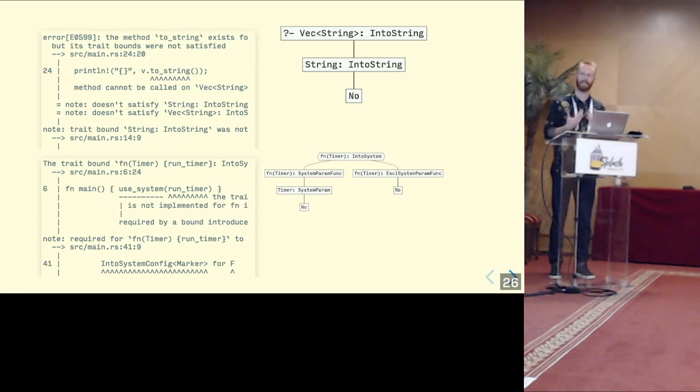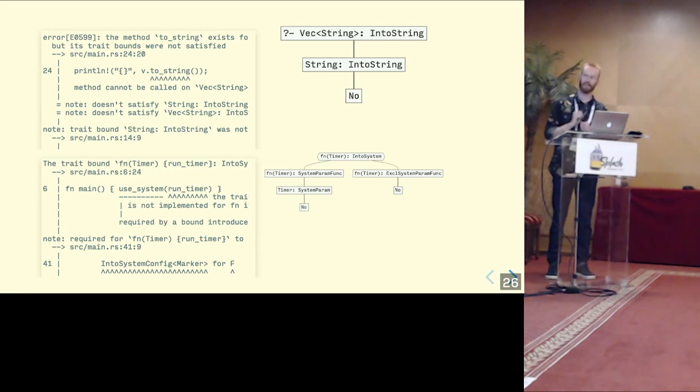Comparing these two side by side, hopefully there is something obvious. In the top case, we don't really have a tree, we have a stick. And so the compiler can look down this linear set of conditions and say, okay, well, string doesn't implement into string, that's definitely the problem. So we'll talk about that in the diagnostic.